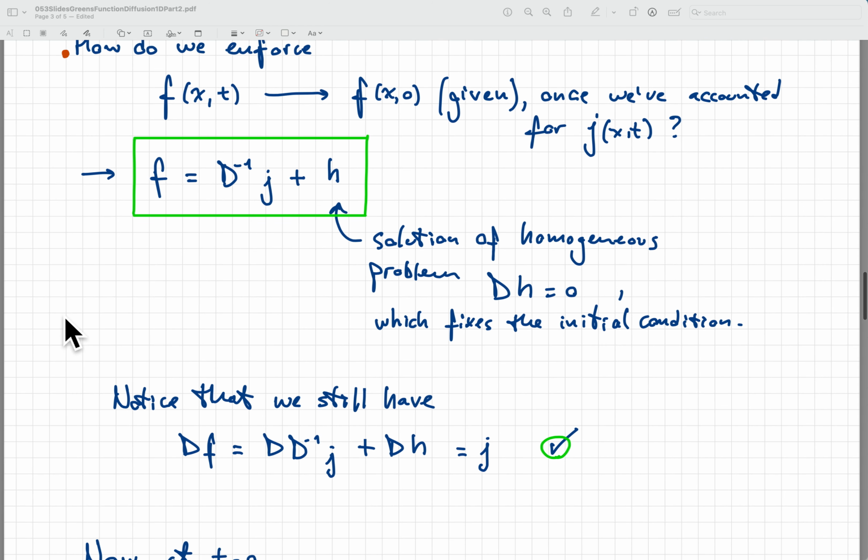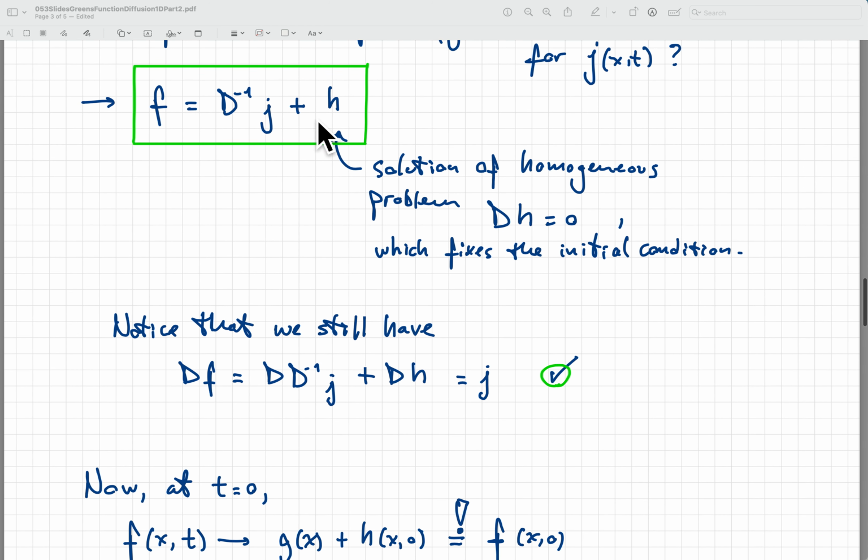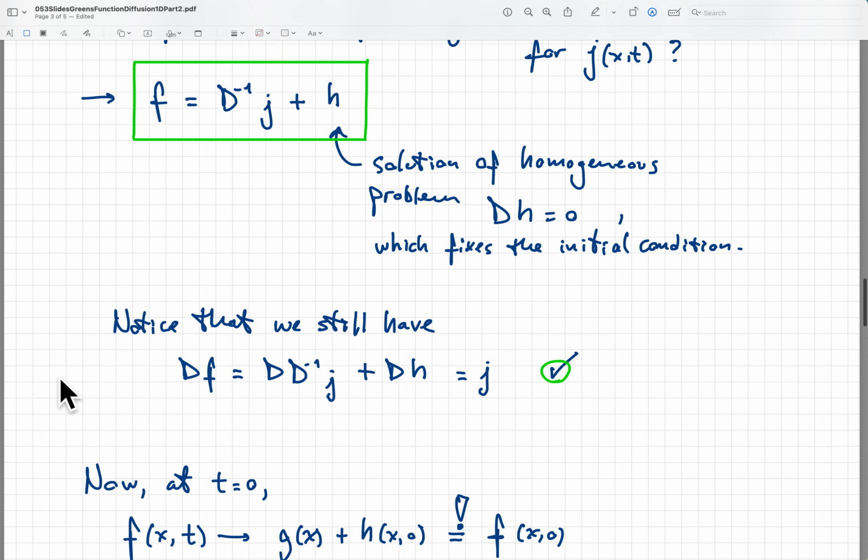And the rationale behind that is that if you propose this solution now, then Df, when you apply the operator D to f, is going to be equal to D, the inverse, applied to j, so it's of course equal to just j, because the inverse is just the identity, plus another term that's D applied to h. But if D applied to h is just 0, if we force that to be the case, so it's a solution of the homogeneous problem, then we're in business. Then Df is still equal to j, and we didn't mess up what we accomplished with our Green's function.